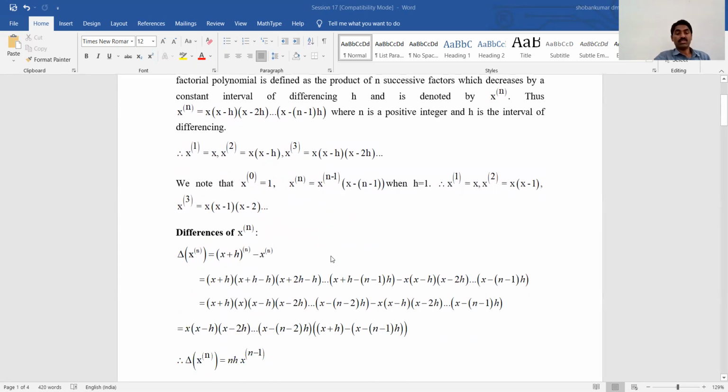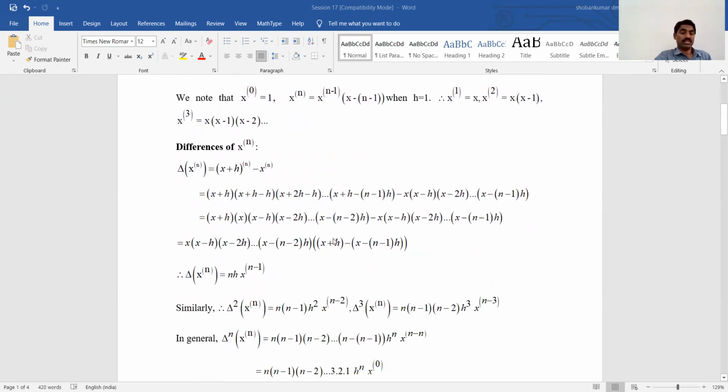Now, the difference of x^(n). How to find the difference of x^(n)? Using the forward difference operator, delta of x^(n), here delta of f of x is f of x plus h minus f of x. Delta of x^(n) is (x plus h)^(n) minus x^(n). Now for (x plus h)^(n), here x^(n), instead of x, we take x plus h.